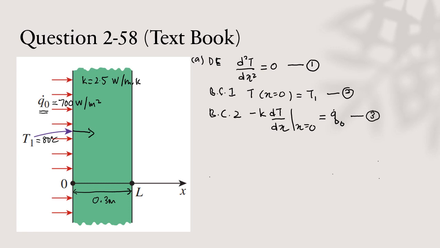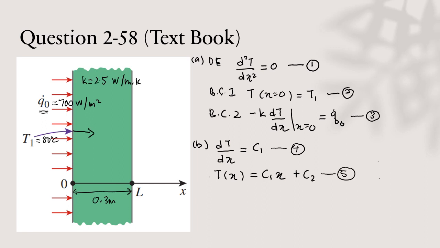Next we want to obtain a relation for the variation of temperature in the wall. In order to do that, we have to solve the differential equation by integrating it twice. The first integration gives dT over dx equal to C1. This is equation number 4. We integrate equation number 4 again and get T(x) equal to C1 x plus C2. This is equation number 5, where C1 and C2 are constants.